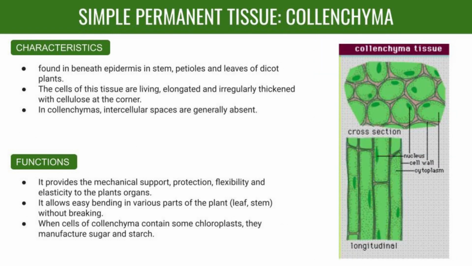Now, it's Collenchyma's turn. Collenchyma is found beneath the epidermis in the stems, petioles, and leaves of dicot plants. The cells of this tissue are living, elongated and irregularly thickened with cellulose at the corners. In Collenchyma, intercellular spaces are generally absent. Functions. It provides mechanical support, protection, flexibility, and elasticity to the plant's organs. It allows easy bending in various parts of the plant, like leaf and stem, without breaking. When cells of Collenchyma contain some chloroplasts, they manufacture sugar and starch.